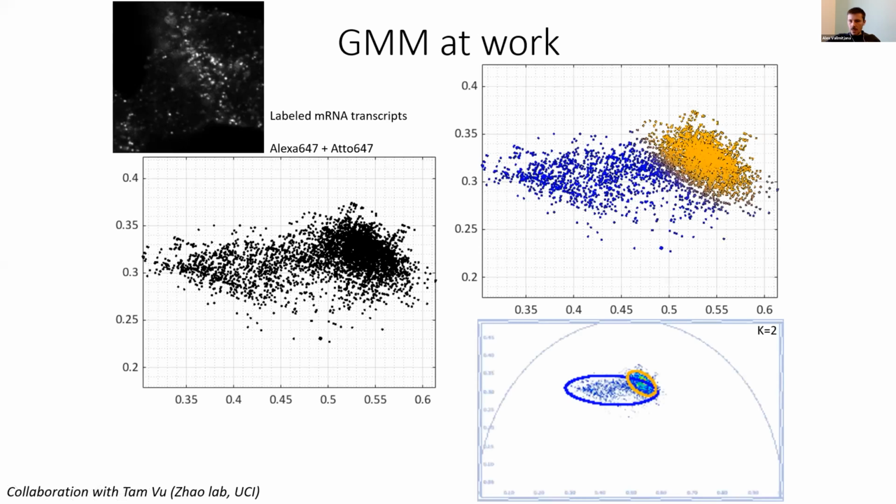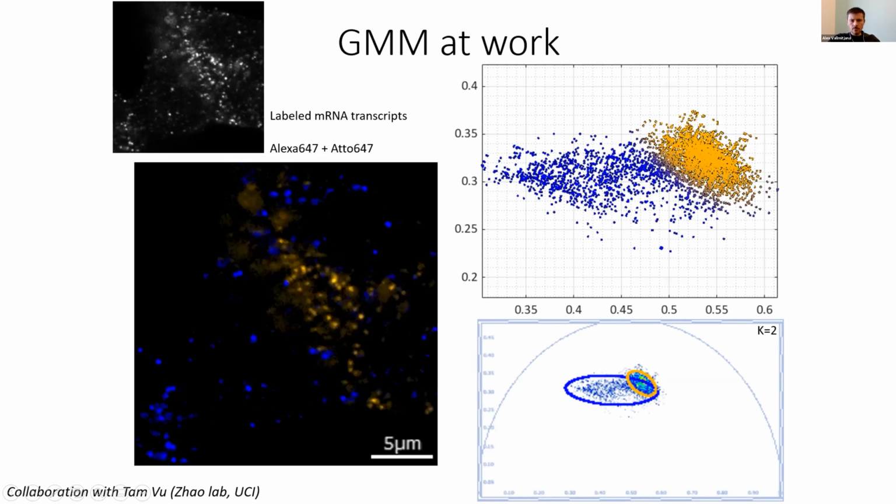You feed the data to the algorithm, and this is what you obtain. So again, 2 clear clusters, with some region of maybe uncertainty. And then you can go back to the original image and successfully assign one of the 2 labels at each pixel, and therefore at each gene.